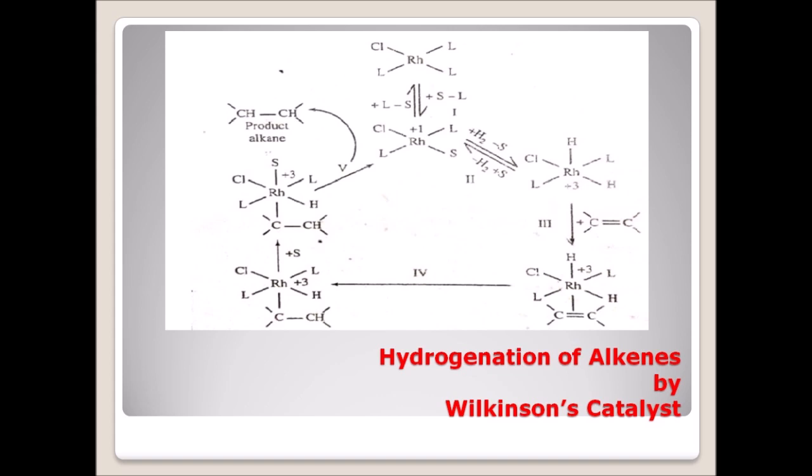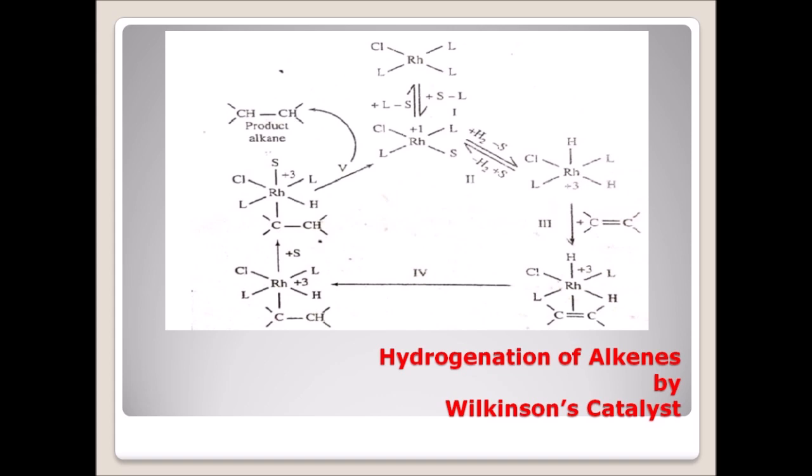Then the last one. This catalyst is specific for the hydrogenation of terminal olefins due to steric reasons. From the second and third points, we are able to conclude that this Wilkinson catalyst is selective for the hydrogenation of cis and terminal olefins. Then let us come to the disadvantages of the Wilkinson catalyst.